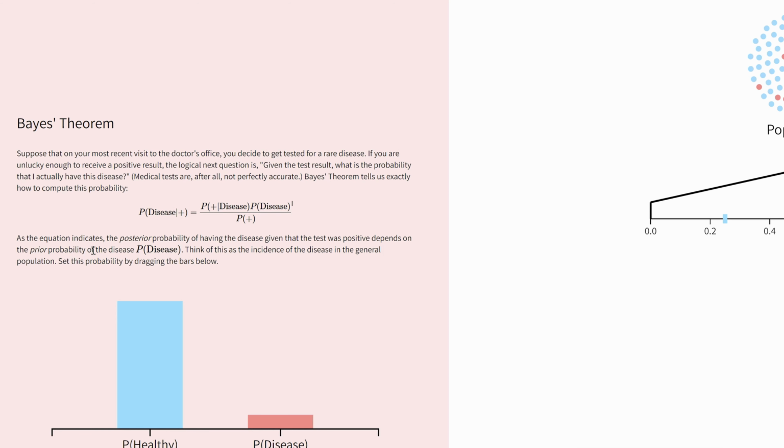So as the question indicates, the posterior probability of having the disease, given that the test was positive, depends on the prior probability of disease, P(disease). Think of this as the incidence of the disease in the general population, right? Set the probability by dragging the bars below. So healthy, 90%, disease is actually 10%. So it's not that rare, right? So what do we do?